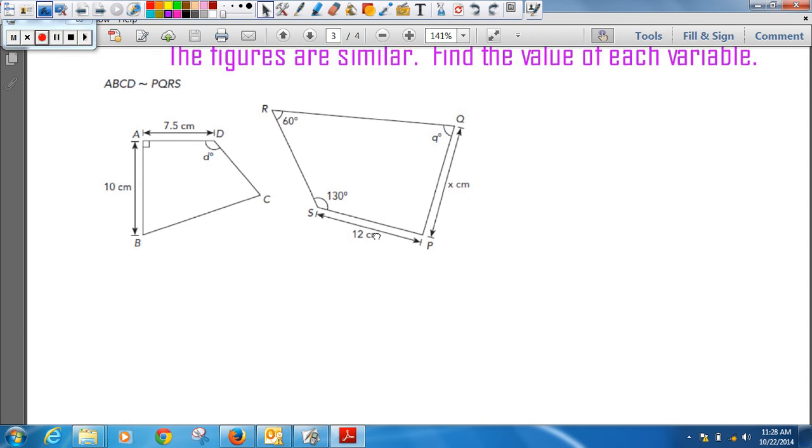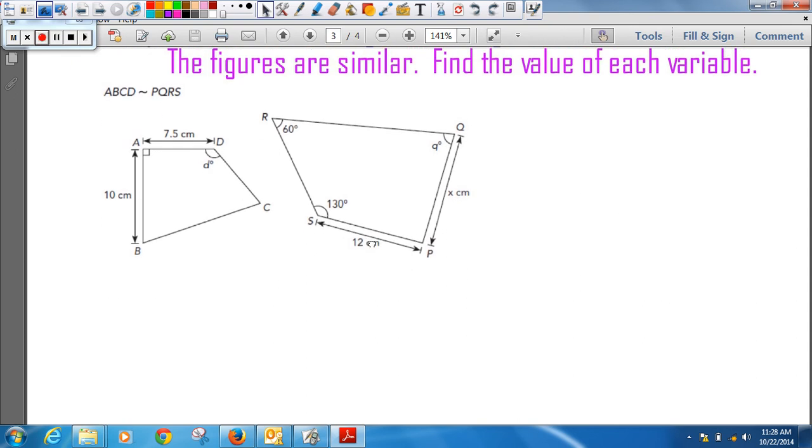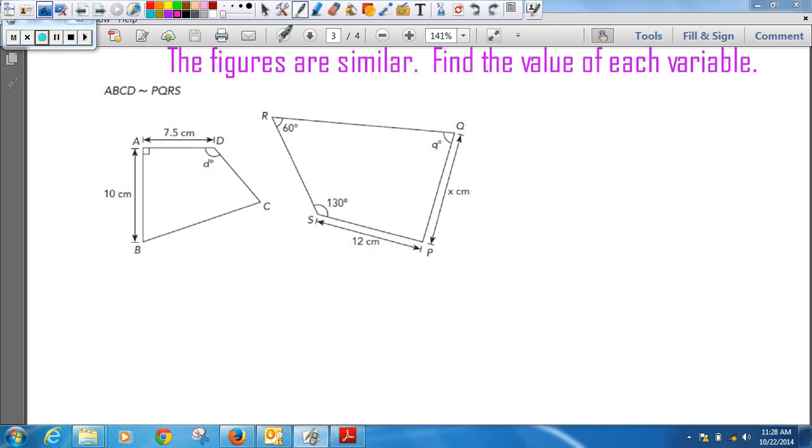Okay, our last one here then is to see if these figures are similar and find the value of each variable. So we're checking to see if the figures are similar. And oh, it says they are similar. It says right here. They are similar to one another, so find the missing variables. I need to find what's true about D, what does Q equal, and what does X equal. So I'll have 3 answers that I need to find.